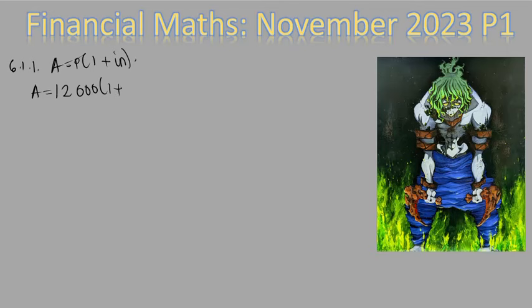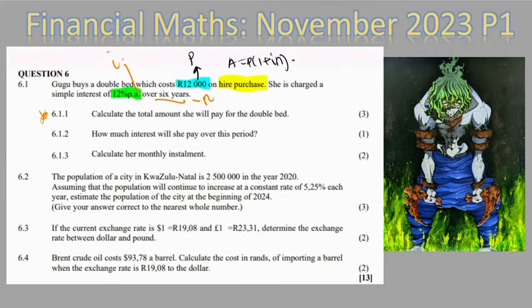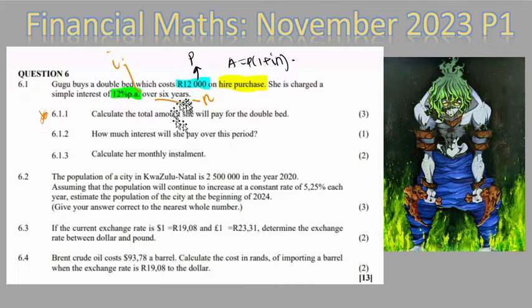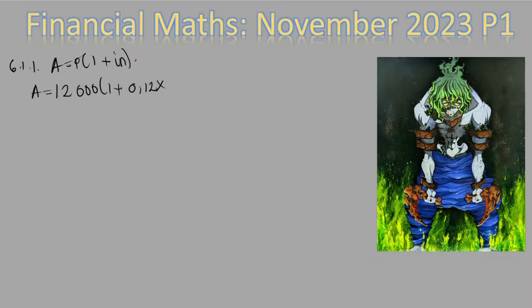1 plus, what is our I? Our I is said to be 12%. So we are going to write here 0.12. That's the I. What is the N? N is the period. The period is 6 years. So here I'll put 6 here. And then afterwards, you just put everything here on a calculator.